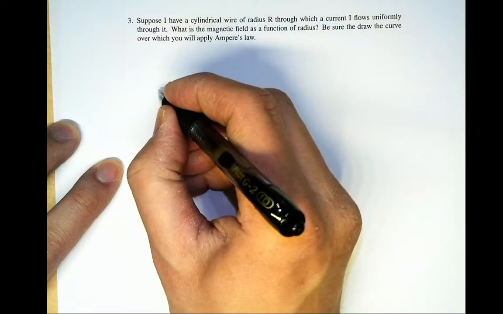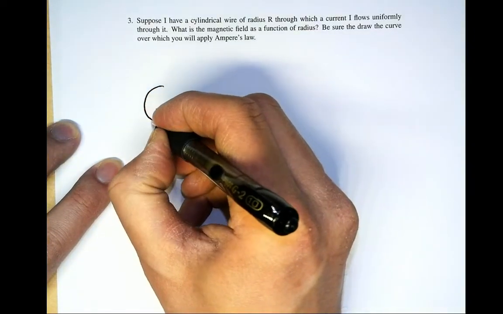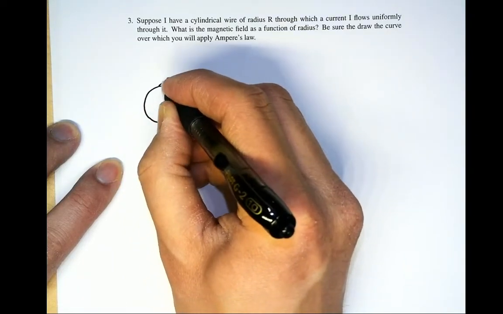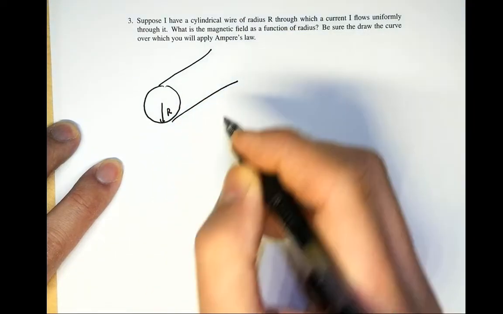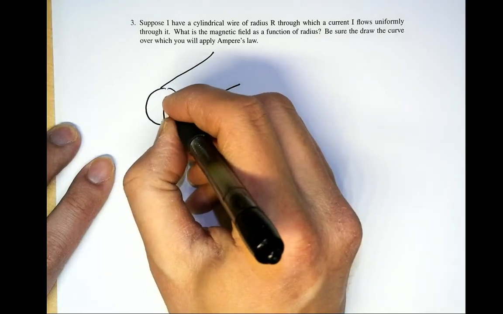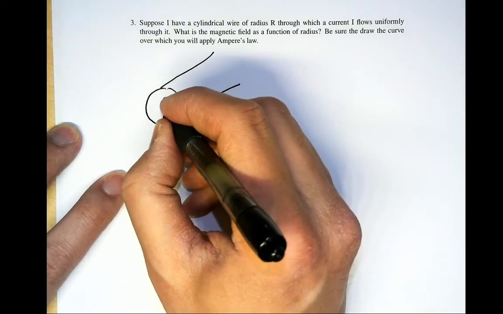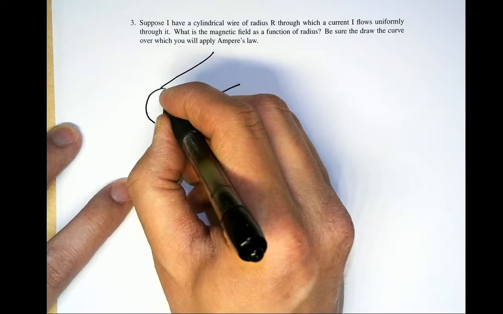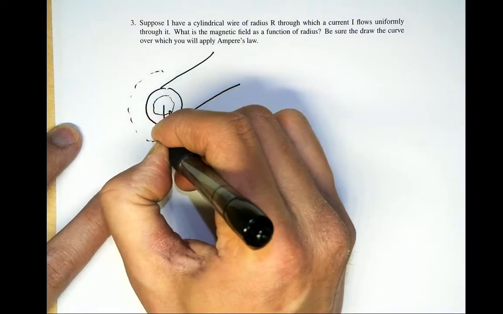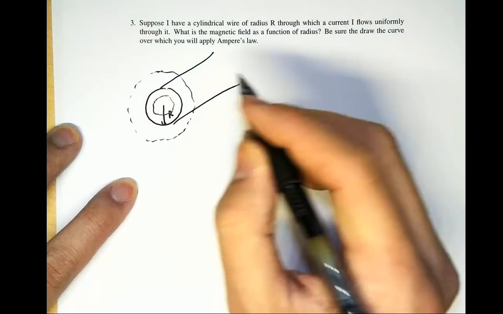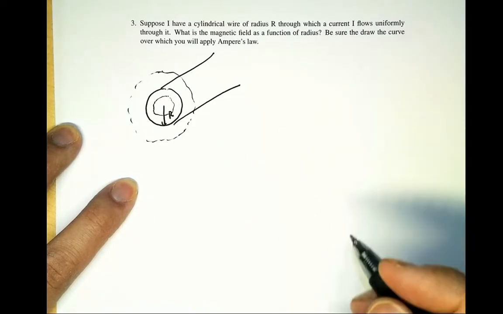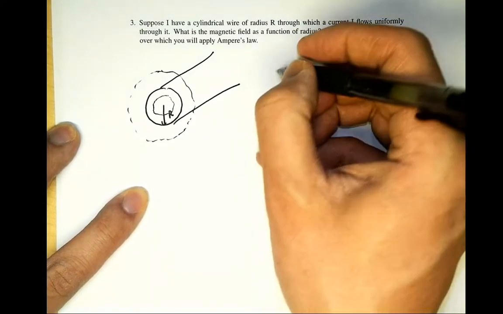Alright, so let's draw a picture first. My wire here, some radius r, it's an infinitely long wire, right? There are two different kinds of curves I can draw for Ampere's law. I can draw a curve in here, and I'm going to draw a curve out here. So there are two cases: r greater than capital R and r less than capital R. Let's do the two of them.